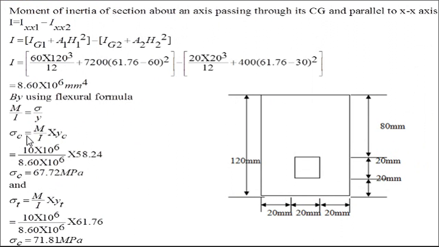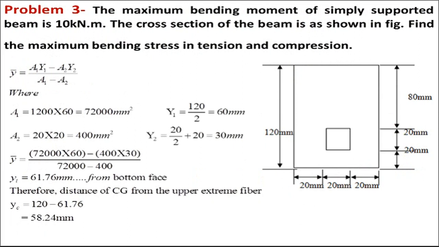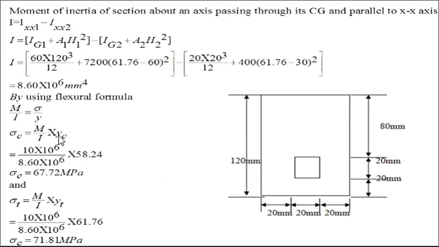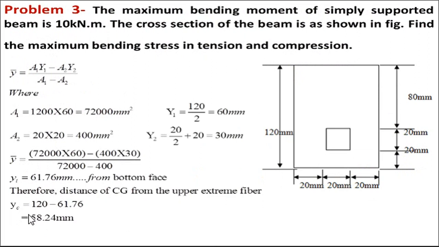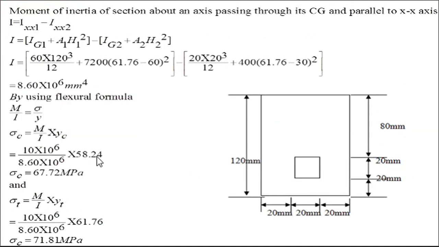So using the flexural equation, M upon I equal to sigma by y. To calculate sigma c, it is M upon I into yc. M is given in the problem, that is 10 kilonewton meter. 10 kilonewton meter means 10 to power 6 newton mm, divided by I, that is 8.6 into 10 to power 6, into yc. Yc means the distance of the extreme fiber from the top. Because it is a simply supported case, the top will be the compression zone and the bottom will be the tension zone. So that's why yc is taken here. So you will get sigma c as 67.72 MPa.